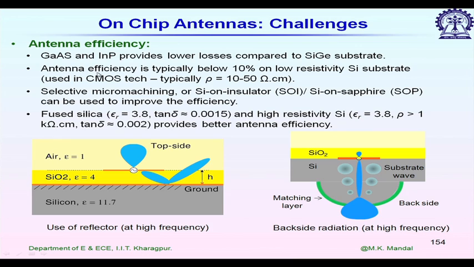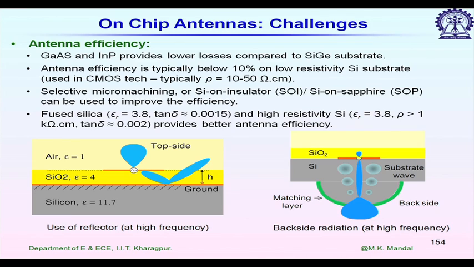For gallium arsenide and indium phosphide substrates, they provide lower loss, lower sigma value compared to silicon germanium. And for silicon germanium, this sigma again varies from process to process. If we use a CMOS or bi-CMOS process, the typical resistivity value is very small, of the order of 10 to 50 ohm centimeter. So, we can't use them as the substrate or dielectric slab. If we want to use silicon as substrate, then we have to go for high resistivity silicon, and that is expensive, because we have to follow some sort of non-standard fabrication procedure. The typical resistivity needed is a few kilo ohm centimeter.